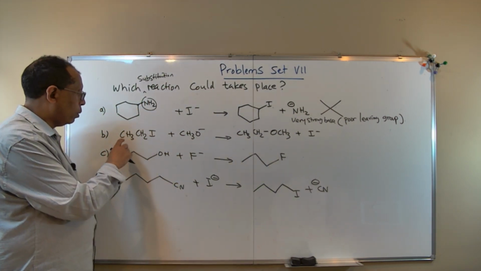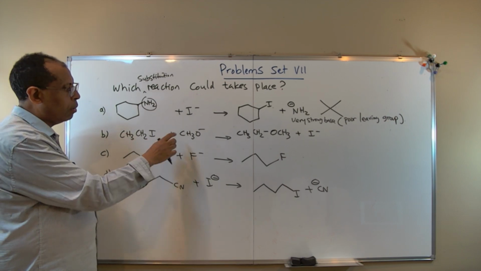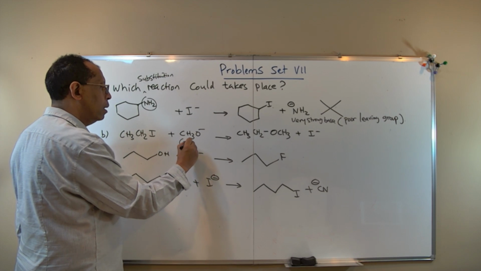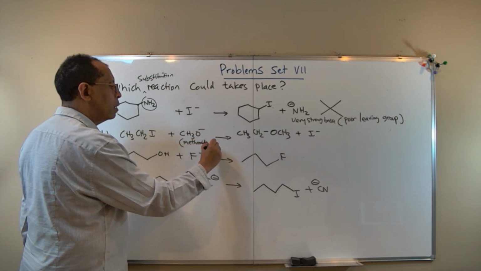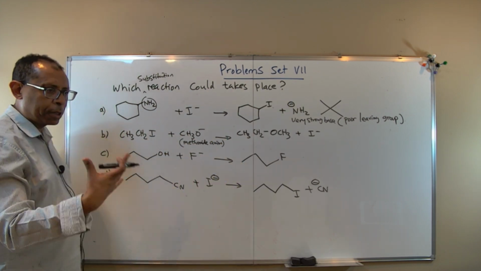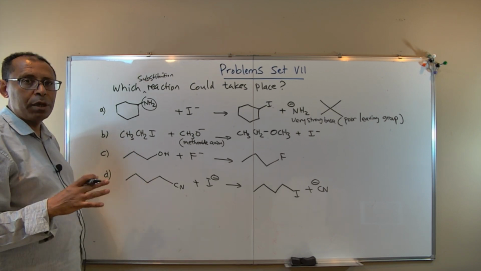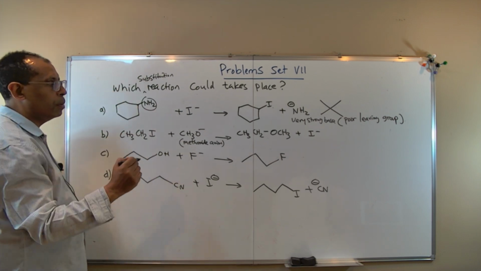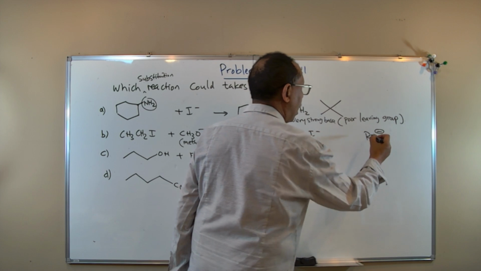Okay, next one, I have methyl iodide. It's an alkyl halide. You have a methoxide. It's called methoxide anion, because it's a negative charge. Methoxide anion, ethoxide anion, alkoxides in general are very basic. We call them alkoxides. For example, they are represented by RO minus.